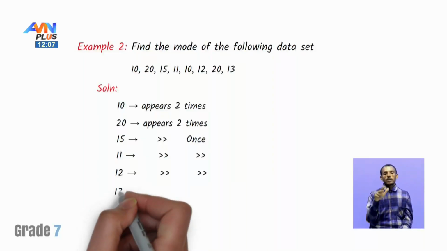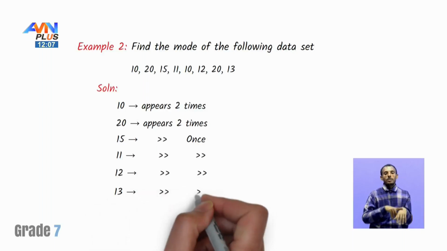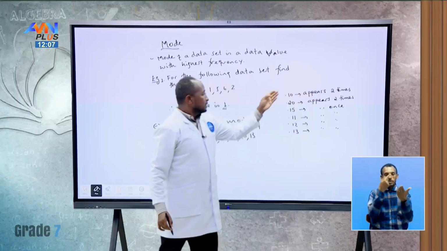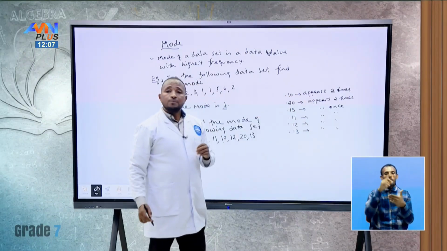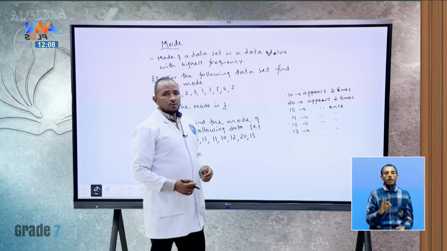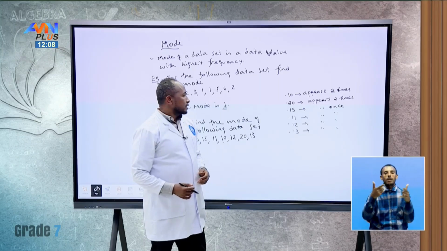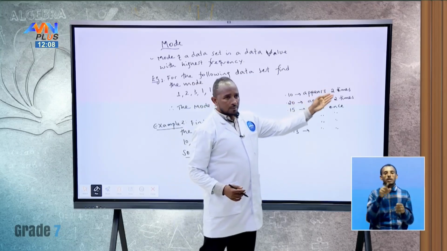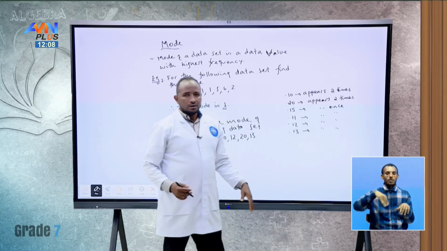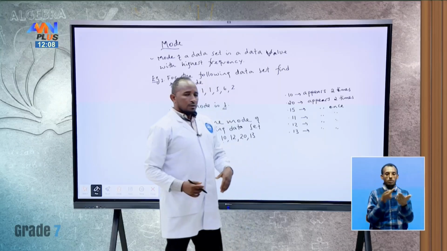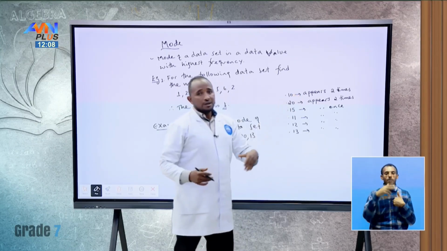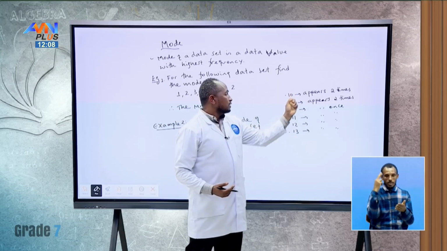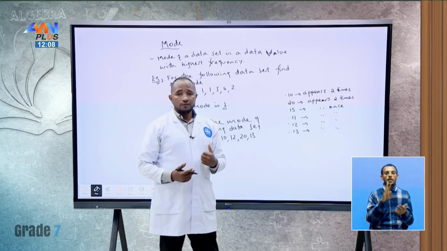13 appears how many times? 13 also appears once. Therefore, which of these data values appears many times or a greater number of times? When we see 10 and 20, they appear 2 times. The rest appear once. So from this, we have 2 numbers that appear most. Therefore, in this case, 10 and 20 will be the mode of this data set.